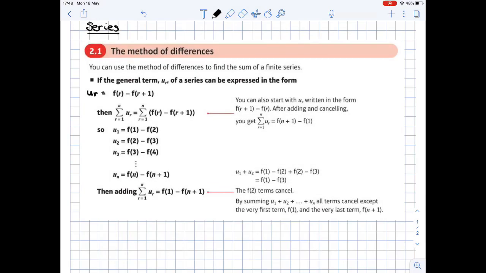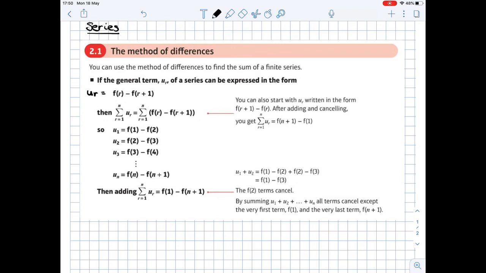Series, the method of differences. This is quite an algebraic intensive little section. We can use the method of differences, which basically involves a sequence that can be written in the form one term minus another. So when we're summing the series, we're able to think of one term minus another term to find each term.